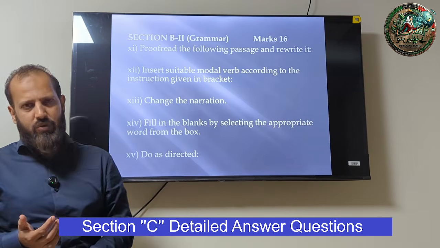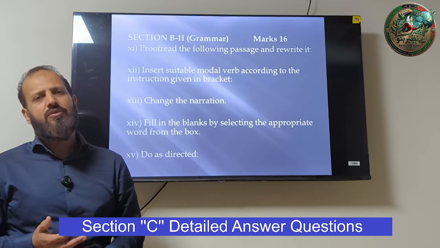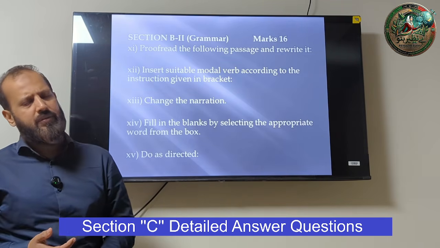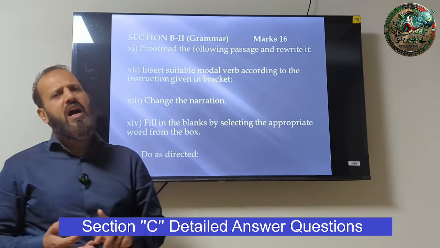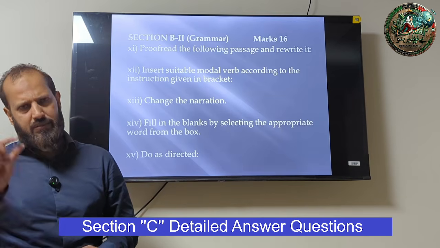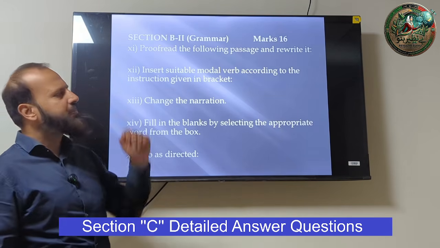Like you have to punctuate these lines, you have to check the prepositions, articles and any of the tenses. This is purely grammatical.